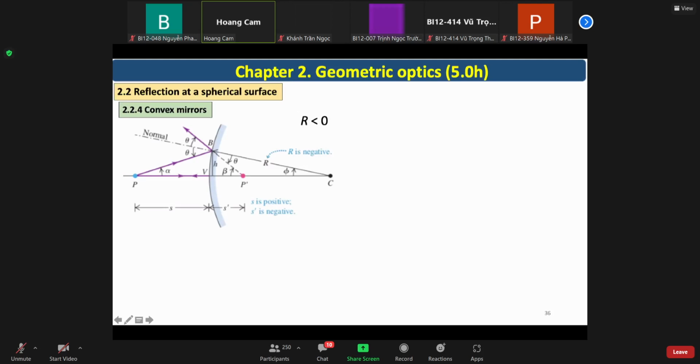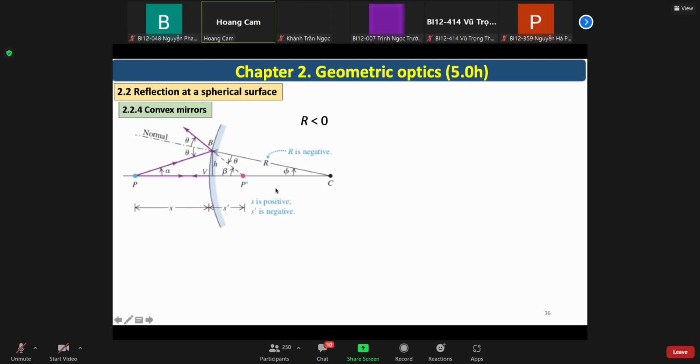So in this case, we employ the sign rules, and then we have S equals PV. The object distance is positive, right? Because the object and the incident rays are at the same side. Okay, you get the positive S, and S prime here is negative because the image and the outgoing rays are not at the same side. So now everything is clear, right?